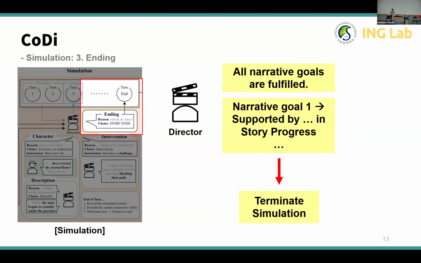The last command is ending. If all narrative goals are fulfilled and all the major events are satisfied, then the director agent can terminate the simulation. When the director agent ends the simulation, it should declare all of the narrative goals satisfied by some evidence from story progression.